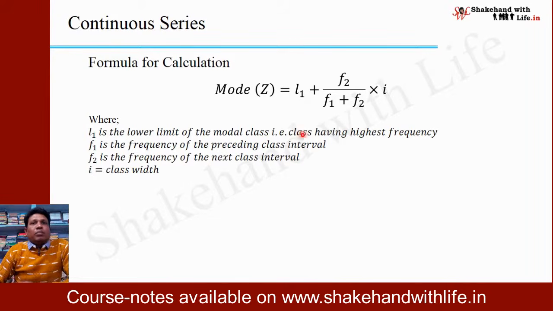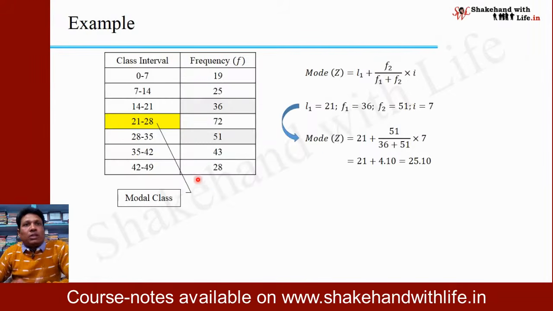F1 is the frequency of the preceding class interval. F2 is the frequency of the next class interval, that is, the one coming after the modal class, and the preceding class is the one coming before the modal class. I is the class width. So you can better understand the calculation of mode for a continuous series by an example. So here is an example. The class intervals are given in the first column, and the frequencies of the class intervals are given in the second column.